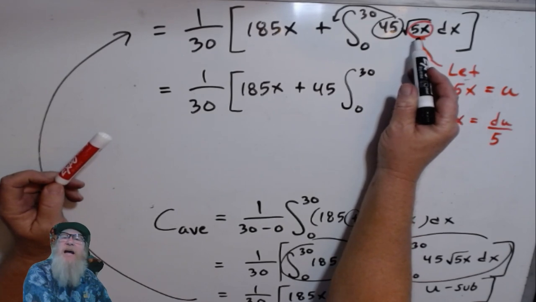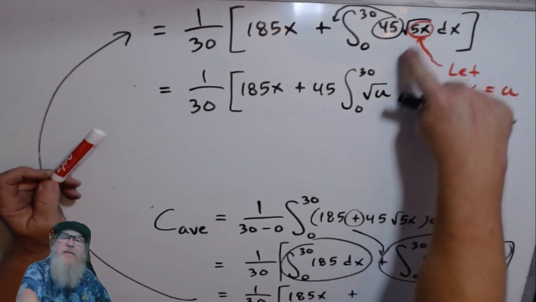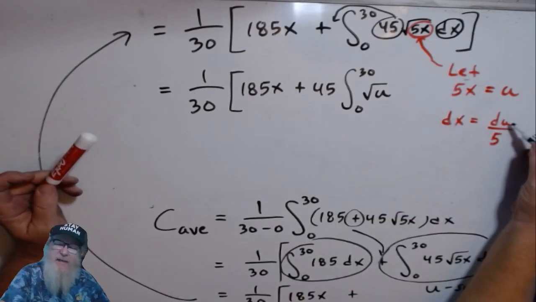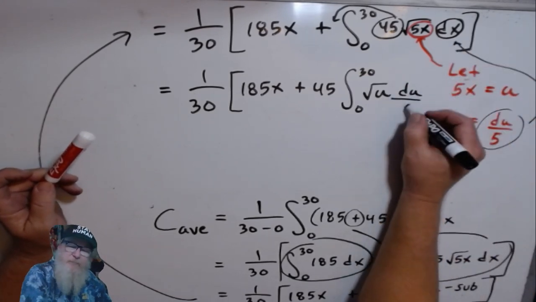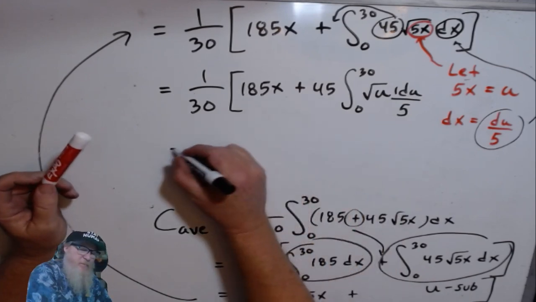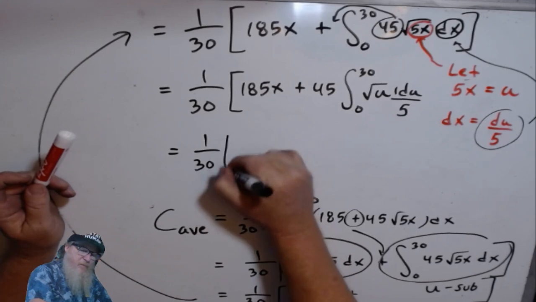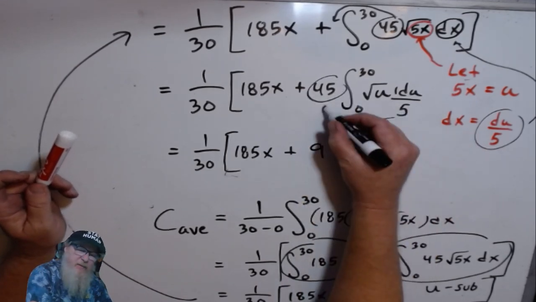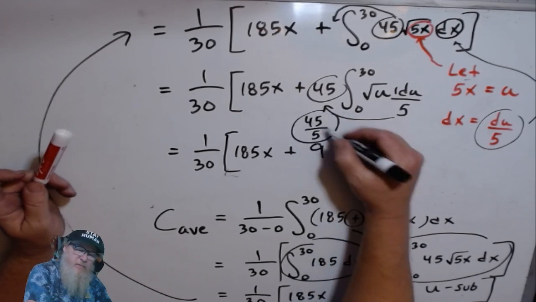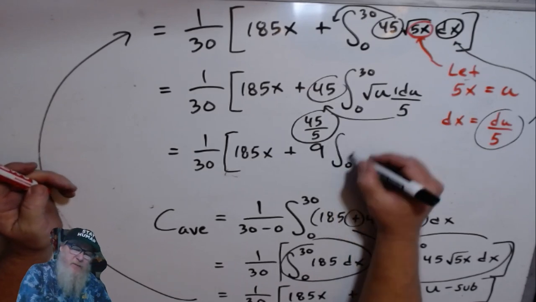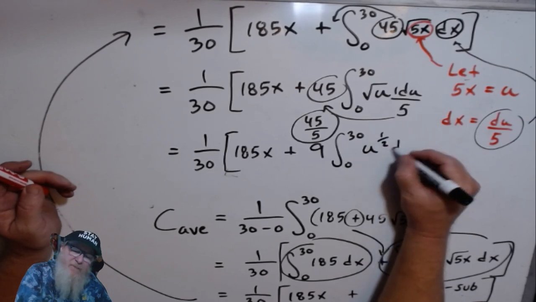And so instead of integrating 5x, I can integrate u, right? Square root of u. And then instead of having my variable of integration be dx, I can have it be du over 5. And this is the same as 1/5, right? So 1 over 30 times, I've already integrated 185x plus 45 and 1/5 is just going to be 9. It's the same as 45 times 1/5. And then I've got the integral from 0 to 30 of u to the 1/2 du.